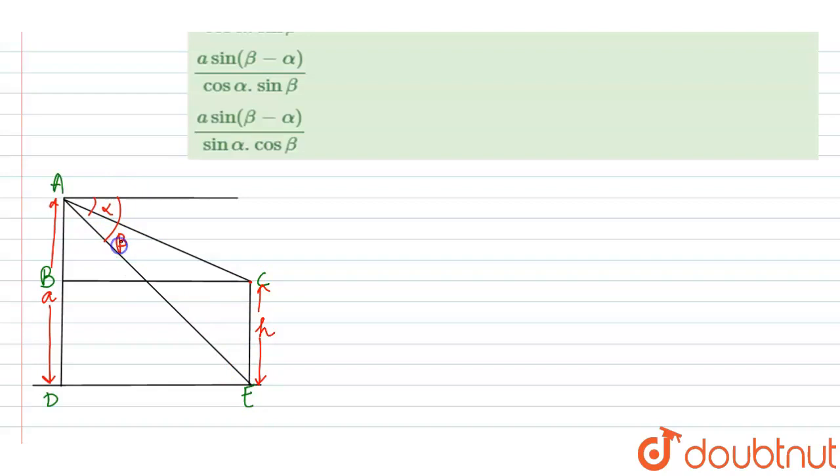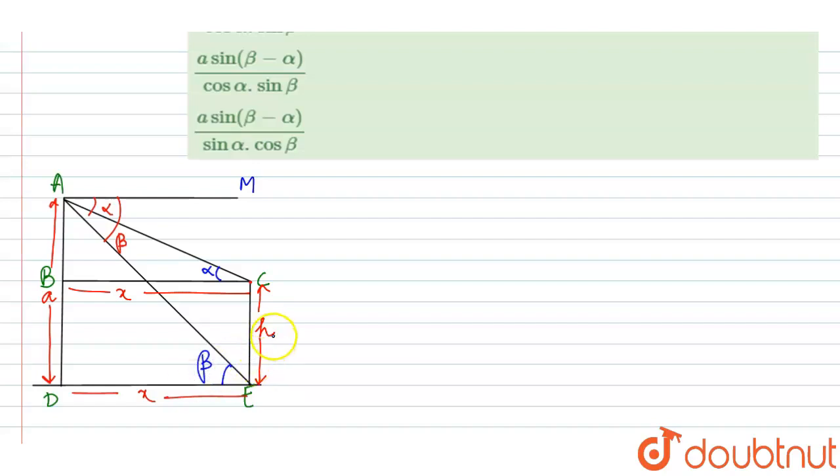So the angle of depression is when we see from the top to the bottom. Okay, now we will consider BC as x meters. So BC is x, so DE will also be x. Now see this, AM and BC are parallel and AC is transversal. So by alternate angles, angle ACB will be alpha. And similarly, AM and DE are parallel and AE is transversal. So angle AED will be beta.